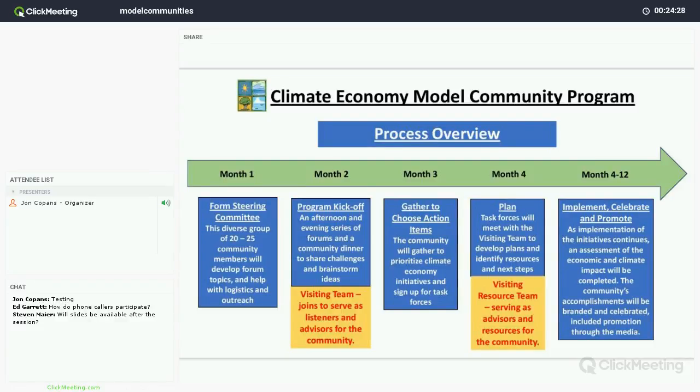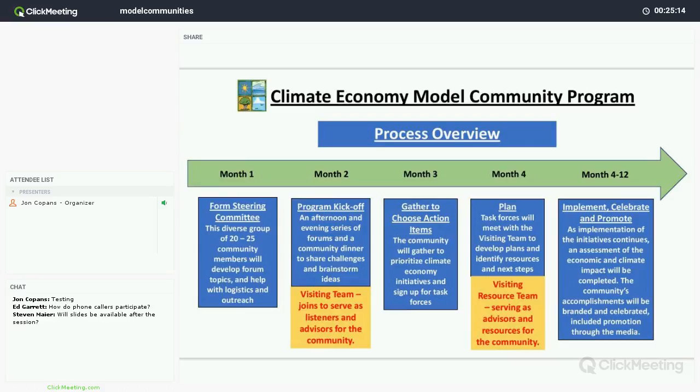Maybe it's a new bike path. Maybe it is a new downtown co-working space. Maybe it's thinking creatively about some carpooling options or a rural jitney service or something like that. All of those ideas will get sort of put on the wall and championed at this meeting of the community, and the community will come together and pick some initiatives to focus on. And not only will they pick initiatives at that meeting in the 3rd month, they will also sign up for task forces to really become the working team to turn those initiatives into projects.